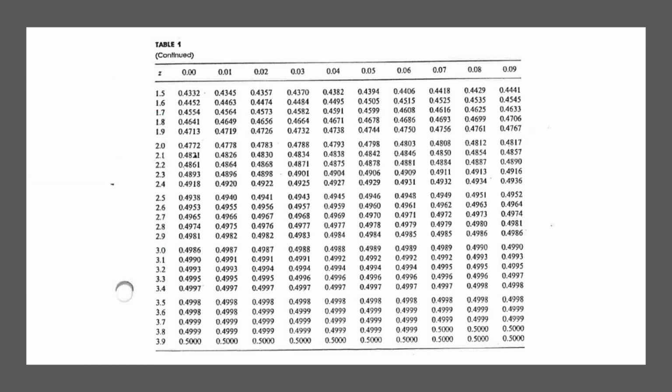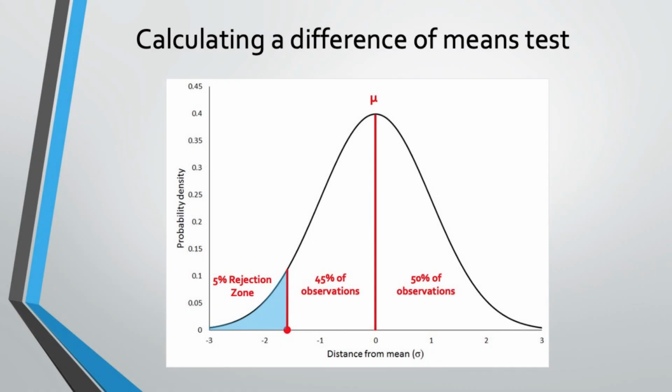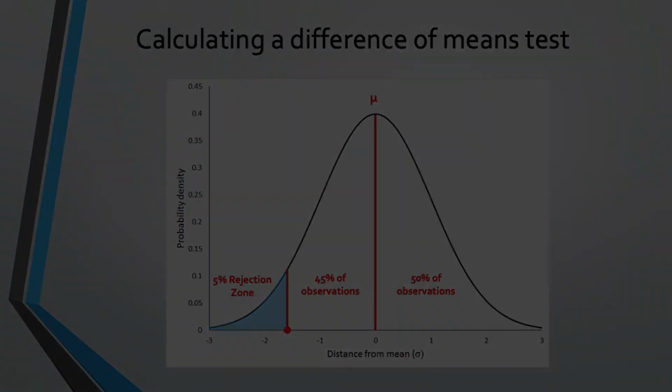So let me show you this graphic before we proceed. We know that 50% of observations are to the right of the mean when the data is normally distributed. Now what we want to do is find the z-score that's going to show us where 45% of observations are from the mean to the left. And all we want to be left with is this 5% rejection zone. So all we need to do is find the z-score that correlates with 0.4500.